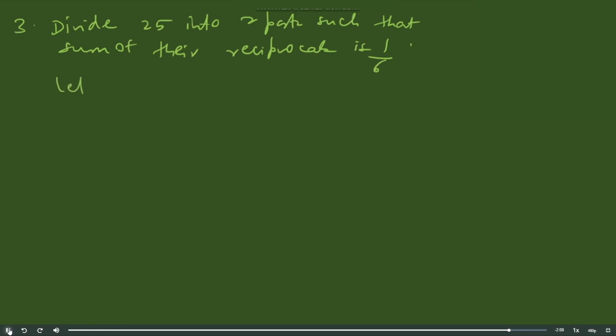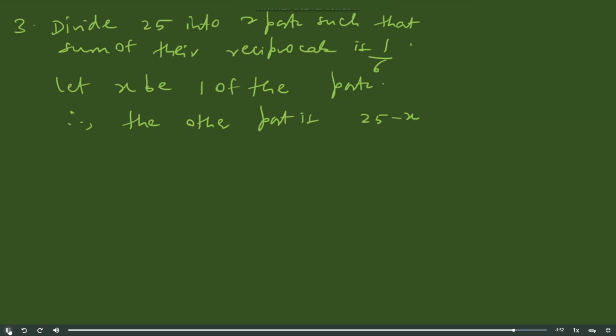Now let x be one of the parts. Therefore, the other part is 25 minus x. If I remove one part from 25, what remains is 25 minus the part removed, 25 minus x. So the two parts are x and 25 minus x. Okay, so by the question, divide this into two parts such that the sum of their reciprocals is 1 by x plus 1 by 25 minus x equal to 1 by 6.